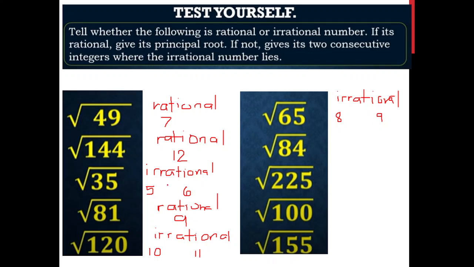So as you can see here, if the number is irrational, it's in between two consecutive numbers. Okay, two consecutive numbers: 10 and 11, 5 and 6, 8 and 9. So consecutive.